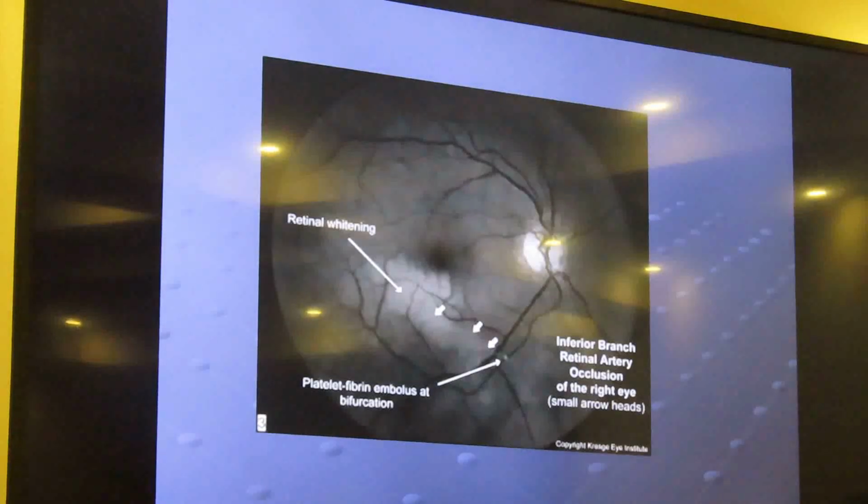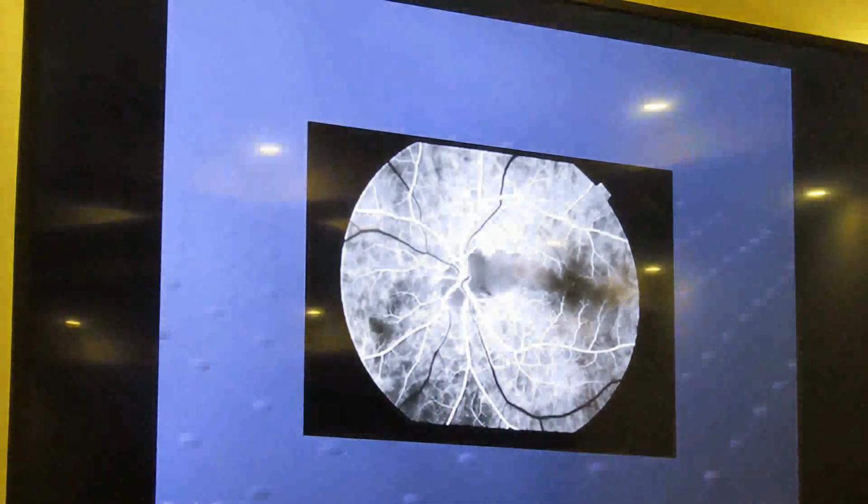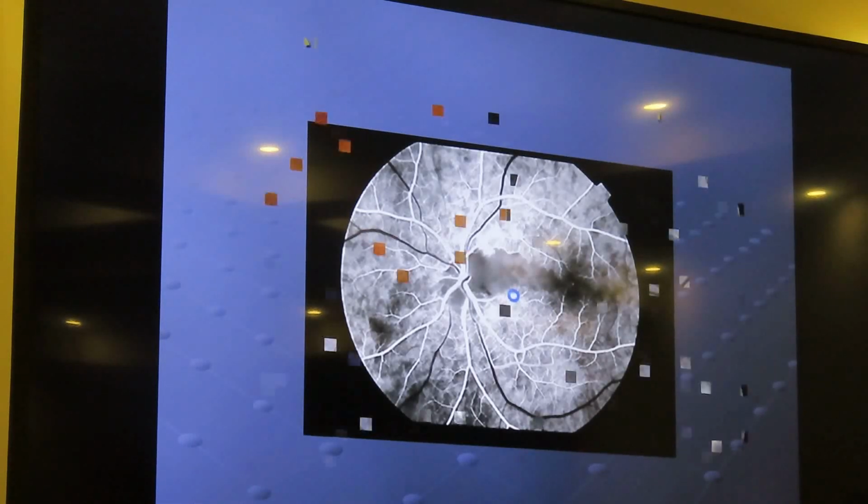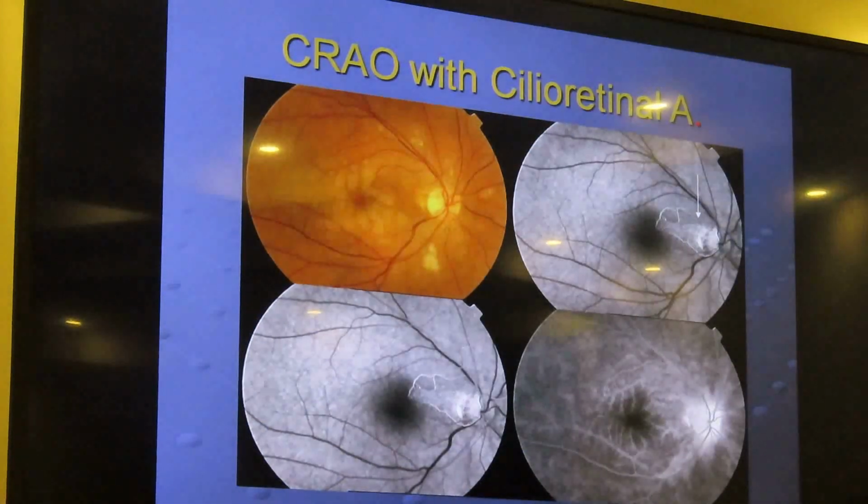This is a branch retinal artery occlusion of the right eye. You can see this area, which is called retinal whitening. And here is the platelet fibrin or the clot. This is also a central retinal artery occlusion with cilioretinal artery.